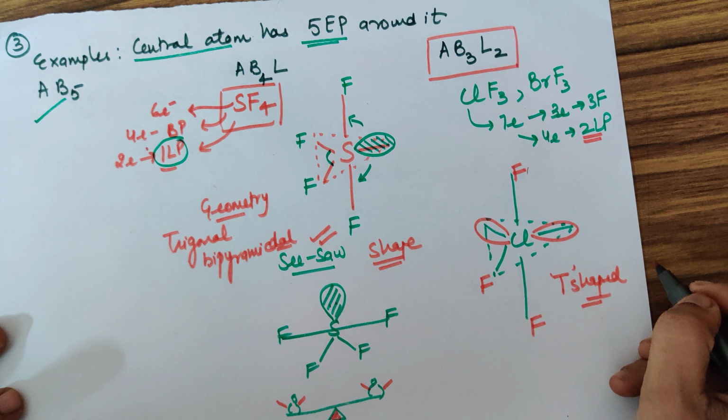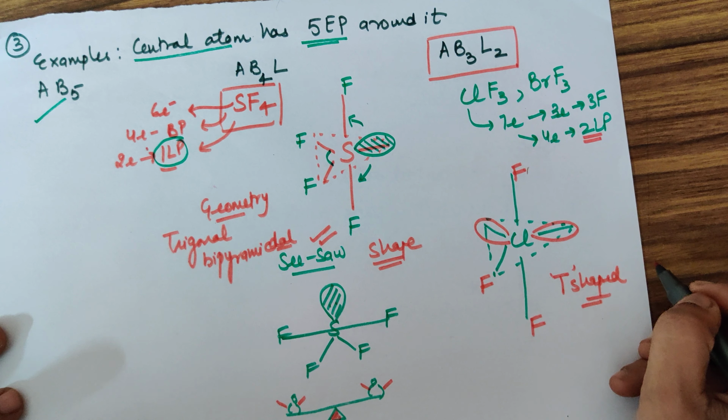But if you are asked the shape, please ignore the lone pairs. If you don't see the lone pairs, what are you left with? Just a line. So the shape is linear with a bond angle of 180 degrees. Exactly the same is applicable to krypton difluoride also, which I hope you can do on your own. Moving on to the next category.